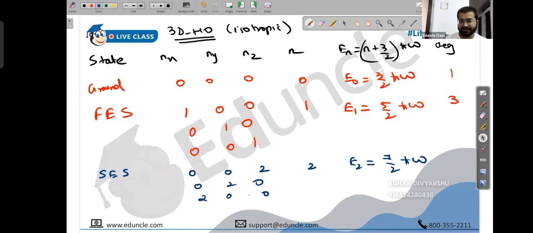Then 0 2 0 and 2 0 0. That's 1. And then, like you said, 1 1 0. You can also write 0 1 1, and you can also write 1 0 1. So there are 6 possibilities: 0 0 2, 0 2 0, 2 0 0, and then 1 1 0, 0 1 1, and 1 0 1. Write it however you're comfortable. So this time we have got 6 degeneracy.